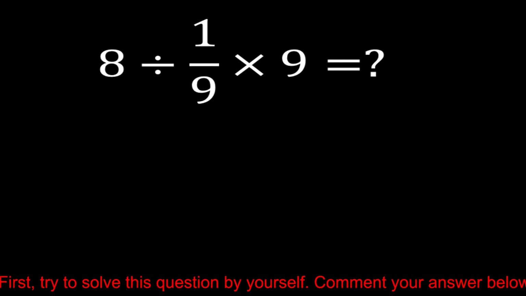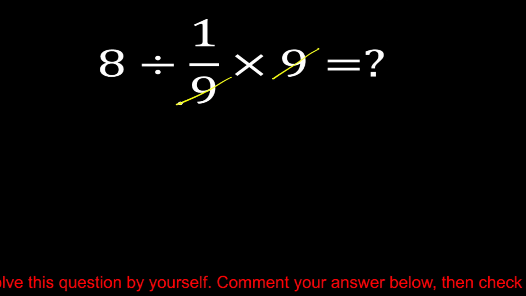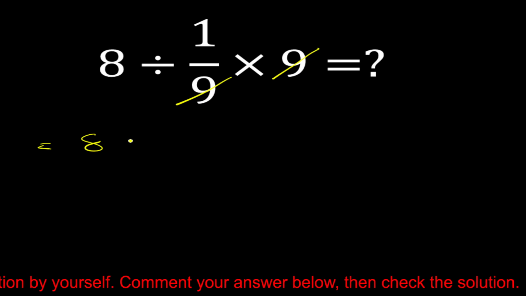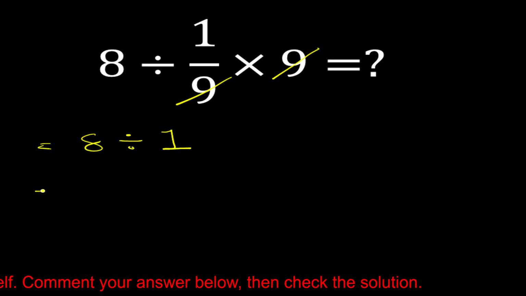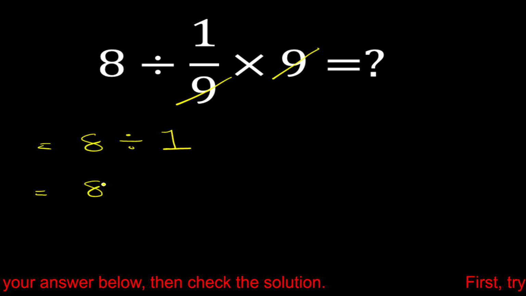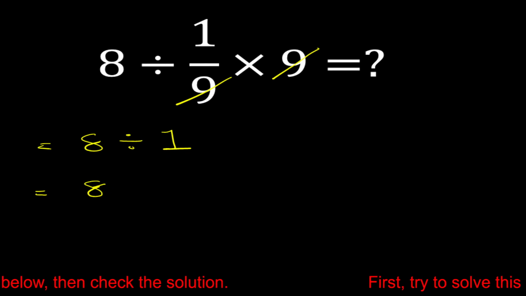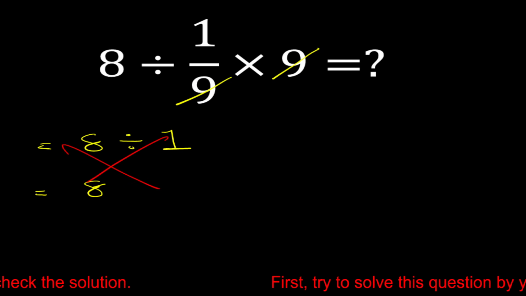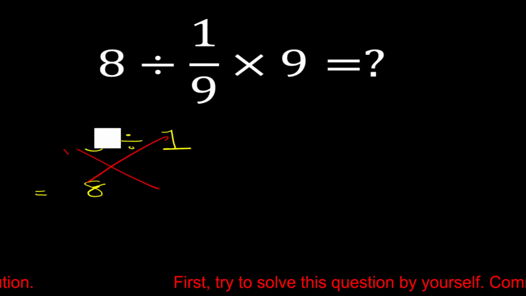So most people solve this question like, cancel this 9 by 9 is equal to 8 divide 1 is equal to 8. But here they are wrong because this answer is completely wrong. Okay. Now let's solve this problem correctly by using a PEMDAS rule. Okay.